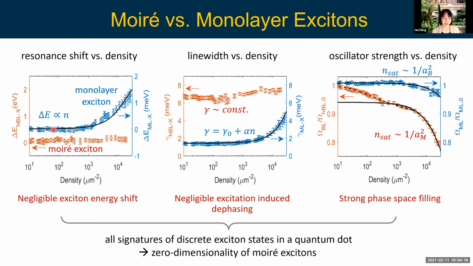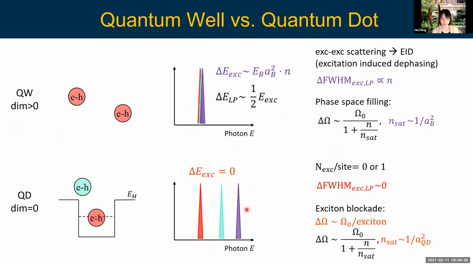I would just say that the blue agrees very well with what we expect of how a quantum well exciton, or a two-dimensional exciton, will behave. But the red agrees exactly with what one would expect from a 0D exciton, or fully confined exciton. Basically in the quantum well, you would have a shift and broadening and a small saturation on the order of the inverse of the Bohr radius of the exciton. But in the quantum dot, you would have no shift, no broadening, and a strong saturation on the length scale of the size of the quantum dot, and in this case, the period of our Moire lattice.